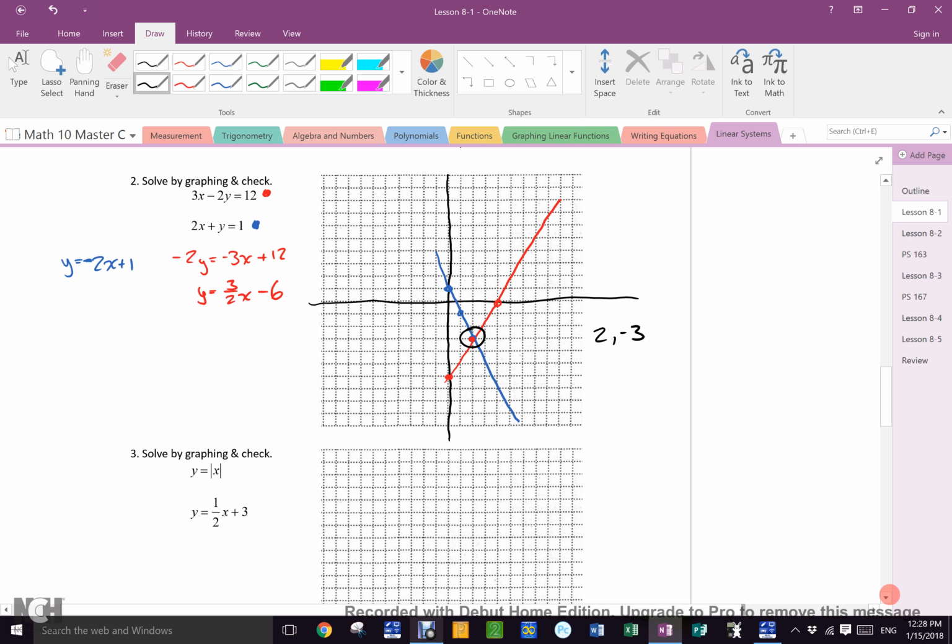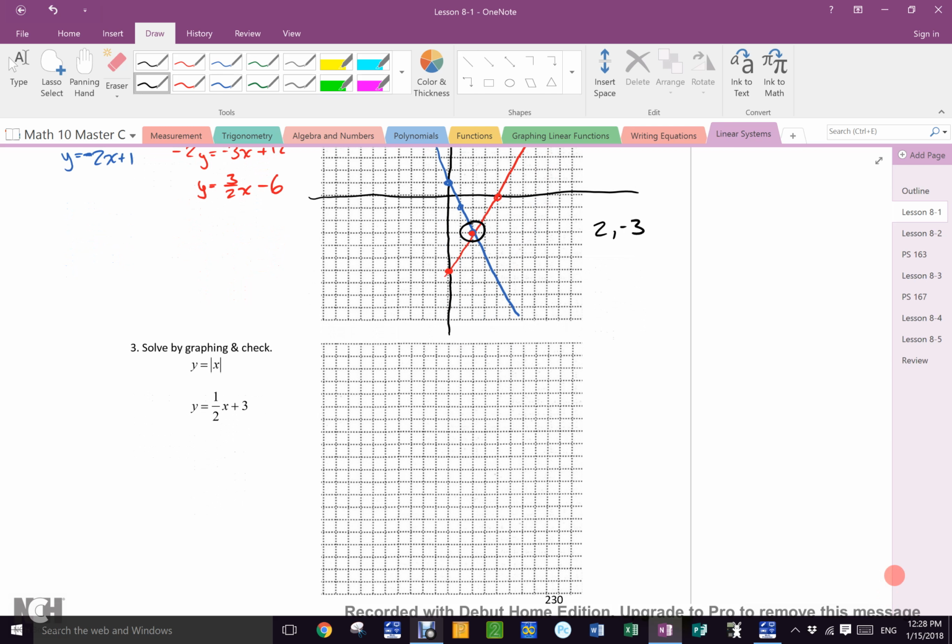Look at number 3 and tell me what's weird. It's easy to graph the blue one, right? But not the green one. 1, 2, 3, and a slope of 1/2. And it looks like this. Is everyone cool with that one?